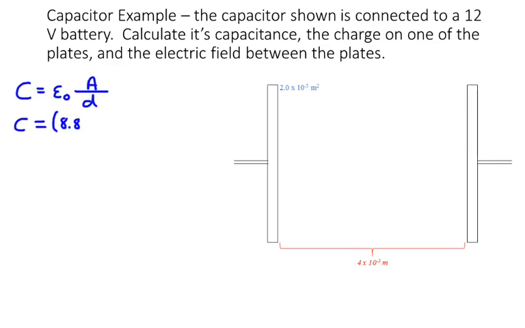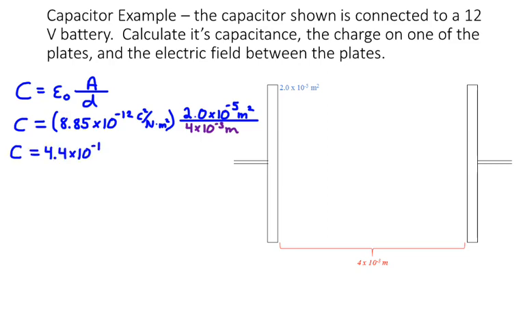So the capacitance is basically a substitute and evaluate kind of thing. Epsilon naught times area over D. Epsilon naught, again, has a value of 8.85 times 10 to the negative 12 coulomb squared per Newton times meter squared. The area is 2 times 10 to the negative fifth meter squared, and the distance separating the plates is 4 times 10 to the negative third meters. So multiplying those numbers together is relatively straightforward. You get a number that looks like that.